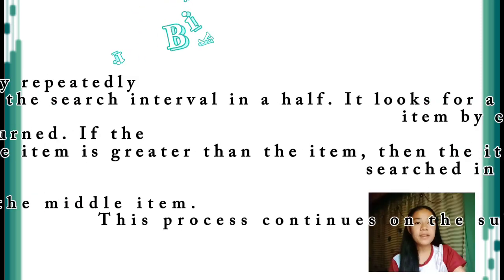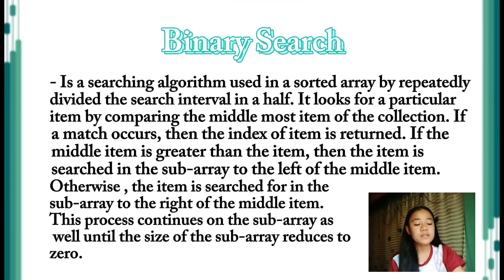On the other hand, binary search is a searching algorithm used in a sorted array by repeatedly dividing the search interval in half. It looks for a particular item by comparing the middlemost item in the collection. If a match occurs, then the index of the item is returned. If the middle item is greater than the item, then the item is searched in the subarray to the left of the middle item. Otherwise, the item is searched for in the subarray to the right of the middle item. This process continues in a subarray as well until the size of the subarray reduces to 0.